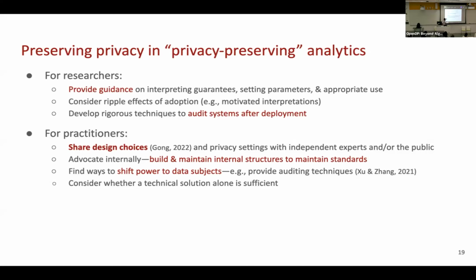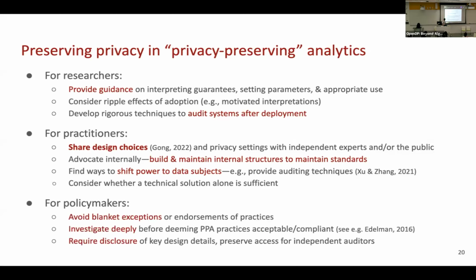And then the last one I'll mention is finding ways to shift power to data subjects. This doesn't have to be coming up with a way to explain differential privacy to data subjects, although I think that is very important. It could also be finding a way to shift power to their advocates and bringing them into the conversation. So you have your experts, you have your advocates, and then you have your data users.